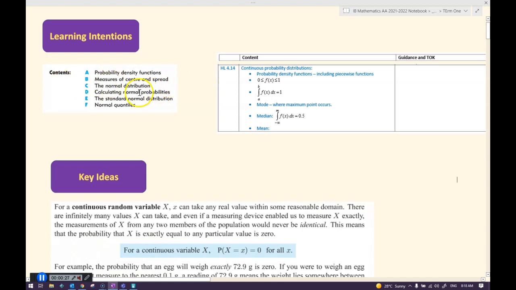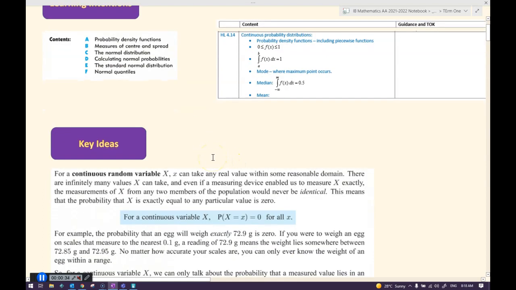Measures of center and spread as always. Then we get on to the normal distribution, which will be very important, and you've probably already come across it in a lot of your other subjects.